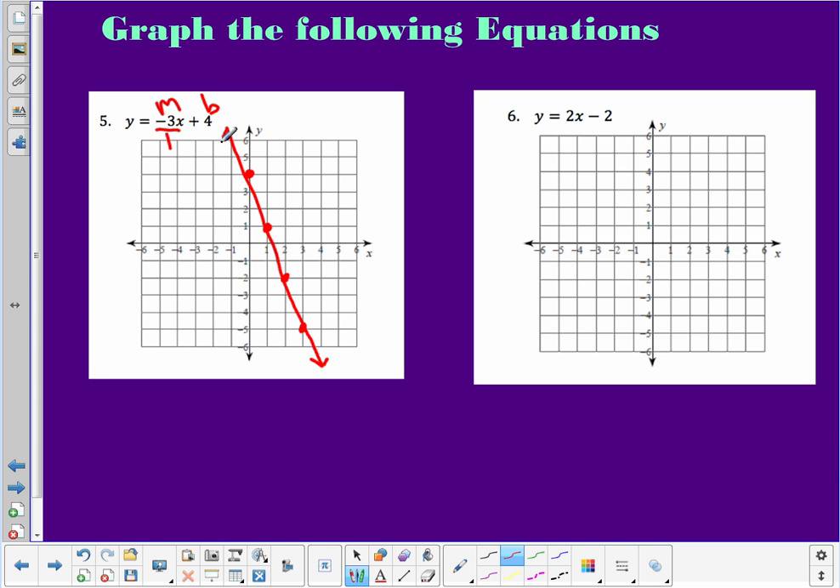So there's my line graphed. If I take a look at number 6, now I have a y-intercept of -2, which is down 2 places here, and a slope of 2, which is 2/1. That means I go up 2 places and over 1, up 2 places over 1, up 2 places over 1. So I want to connect them with a line there, and there's my graph.